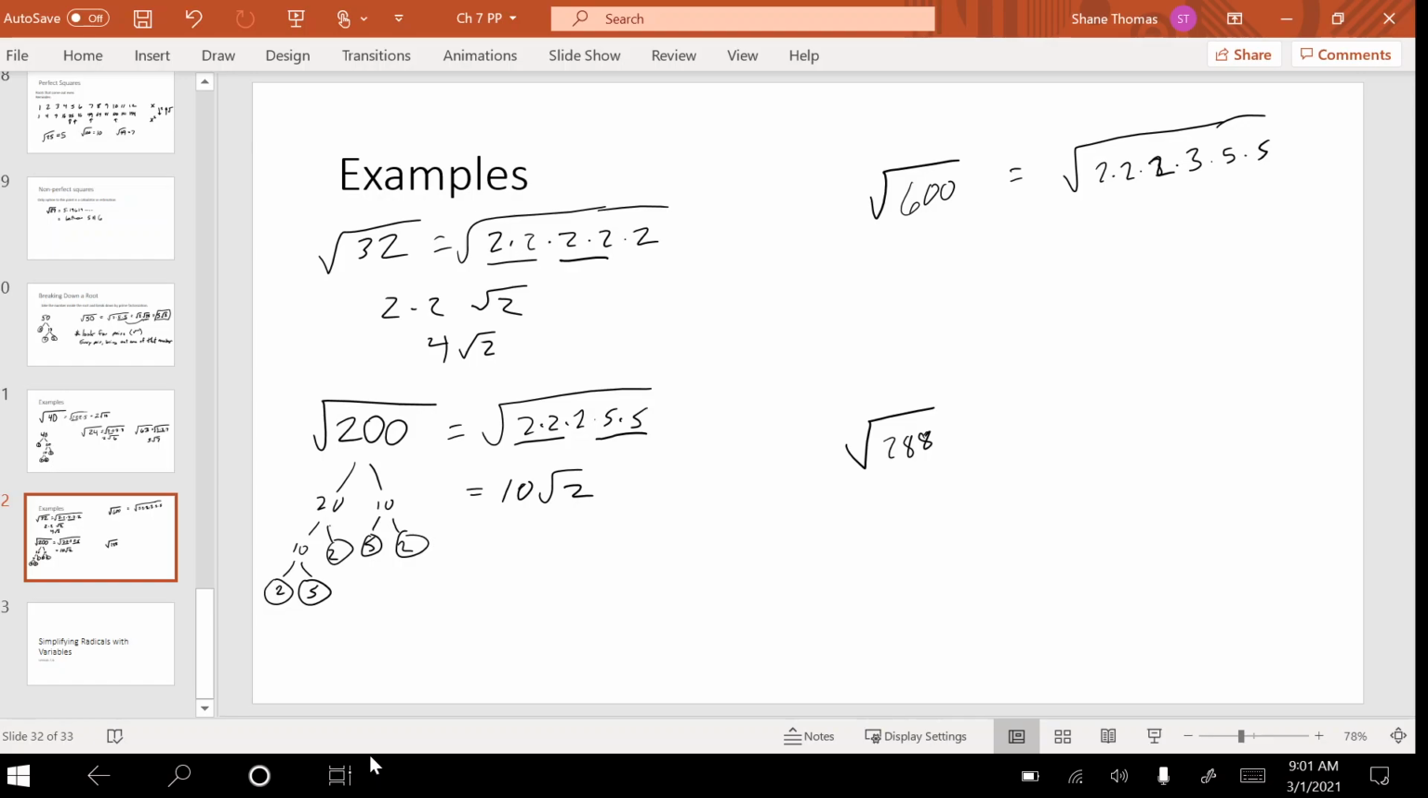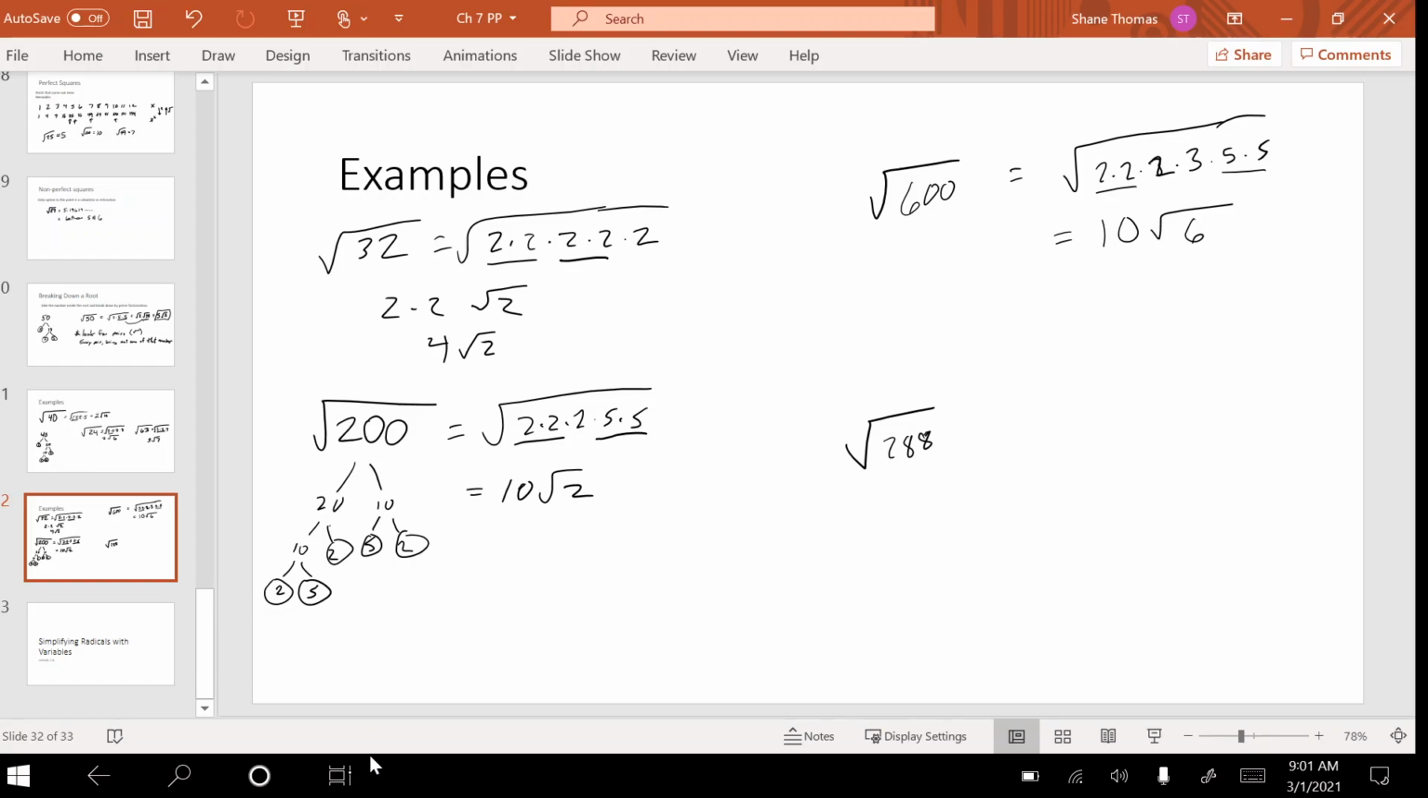Yeah. All right, so now after that, we pair up what we can. So a pair of twos here, pair of fives here. So 2 and a 5 out front is going to give me what? 10. And then 2 times 3 on the inside is a 6. So 10 root 6. How many people got that one? Okay.